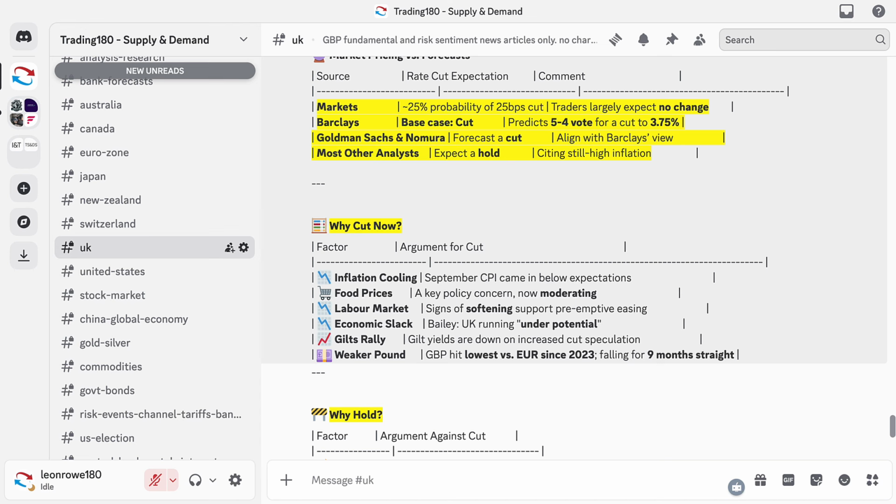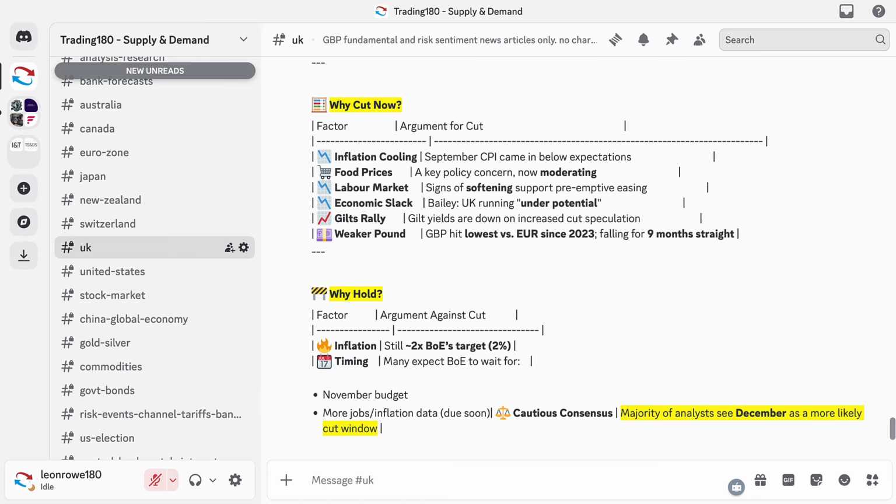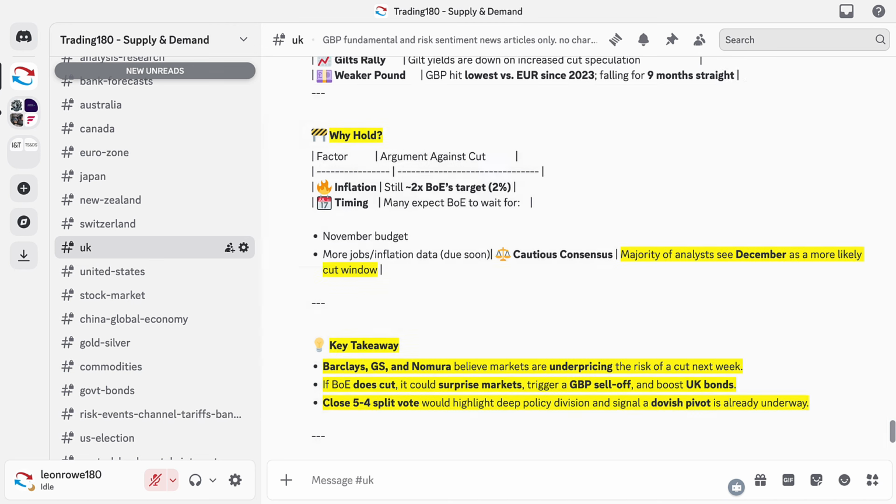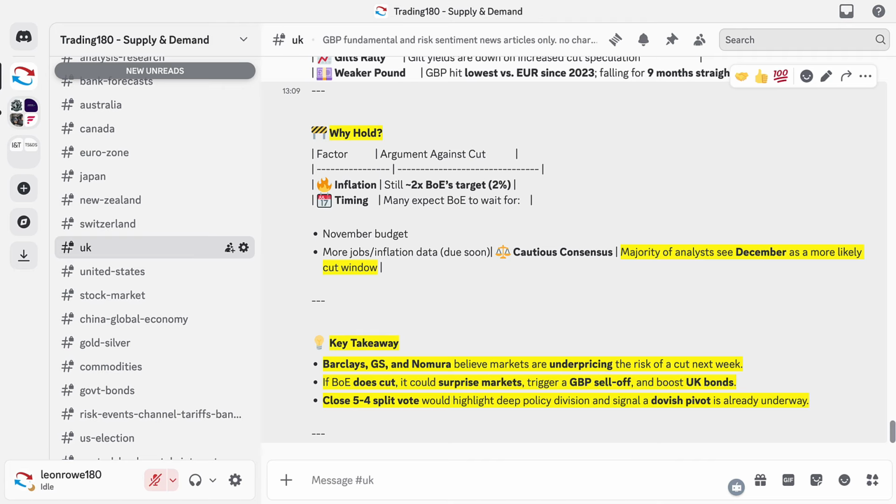And really, the pound is lower, the lowest against the euro since 2023, and has fallen to 9 months straight lows. So for me, the main reason why we want to get short, and I've been saying to short the pound, is because of the uncertainty around the budget. There are arguments for holding rates as well, and again, inflation is still about 2 times above the Bank of England's inflation target. But the key takeaway is that Barclays, Goldman Sachs, and Nomura believe markets are underpricing the risk of a cut next week.